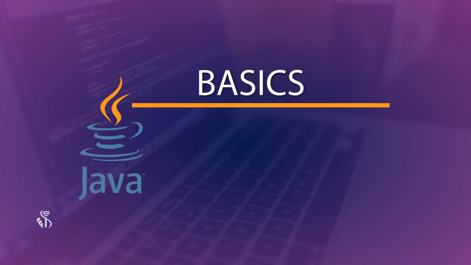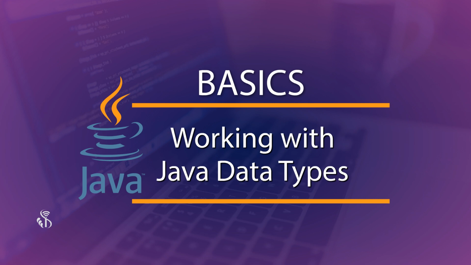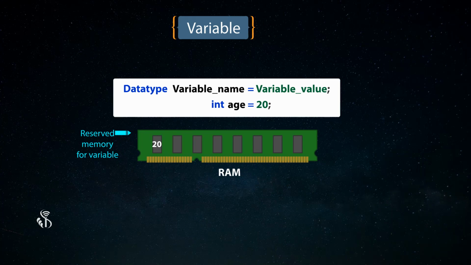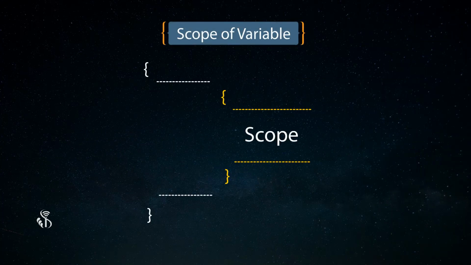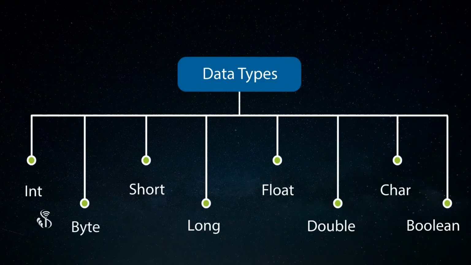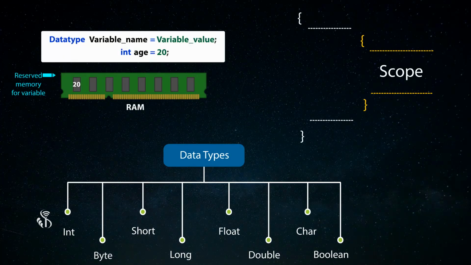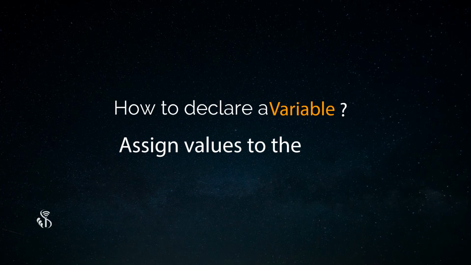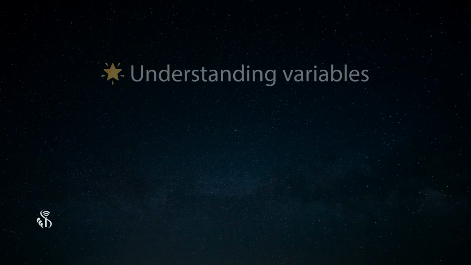Java Basics. Working with Java data types. Now we know what is meant by a variable, and we have also understood the scope of various variables. We have also had a brief introduction to the data types in Java. Let us now go into details of how to declare a variable and assign values to it.